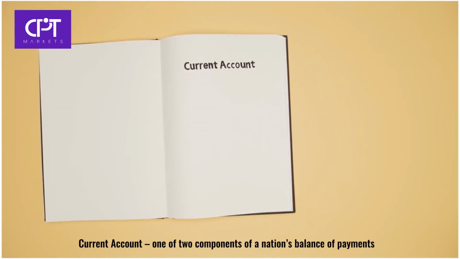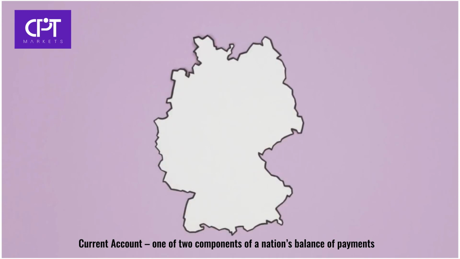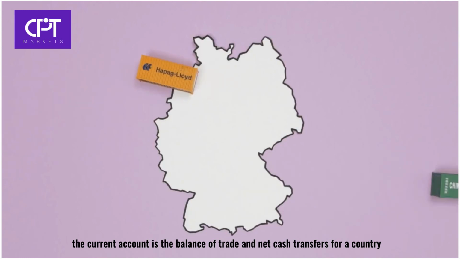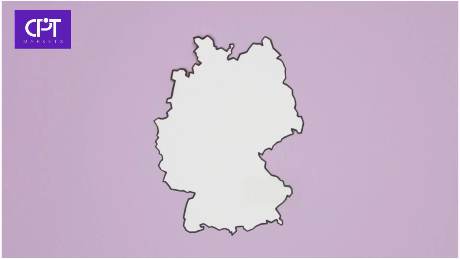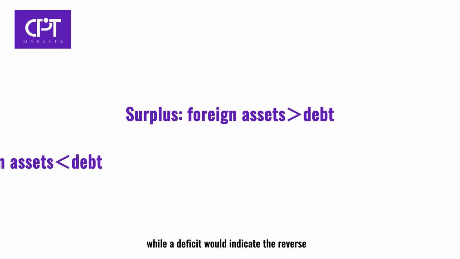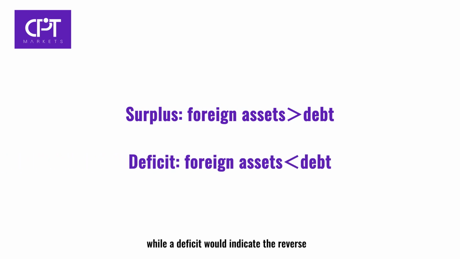Current account, one of two components of a nation's balance of payments. The current account is the balance of trade and net cash transfers for a country. A surplus will indicate the value of a country's foreign assets were higher than its debt, while a deficit will indicate the reverse.